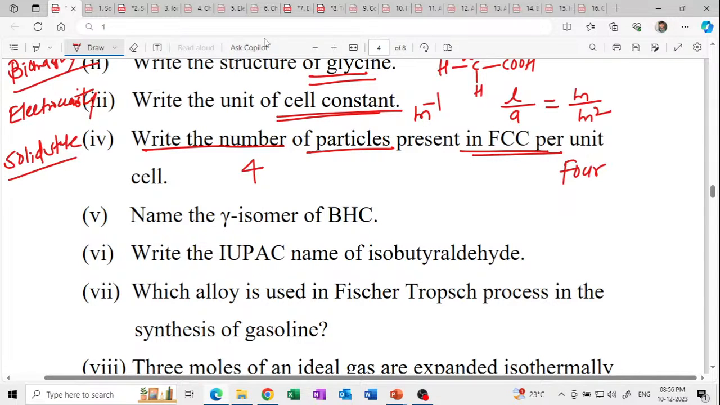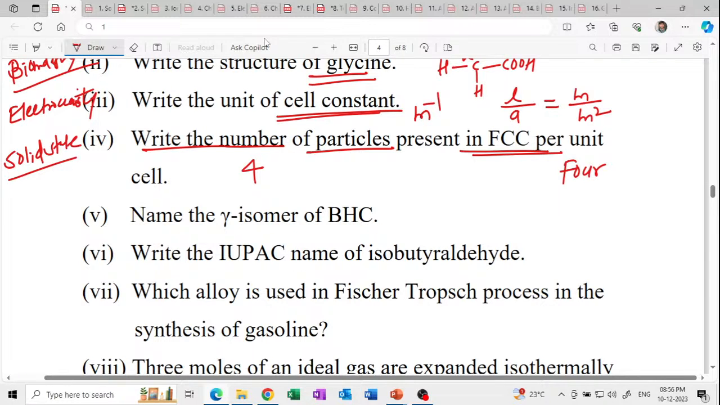1, 2, 3 represent propane, so it is written as propanal. Get it? 2-methyl propanal is the IUPAC name of isobutyraldehyde. Get it? This is a question from aldehydes and ketones.